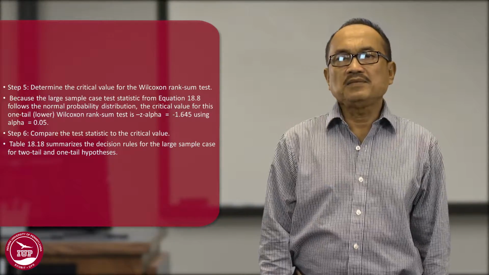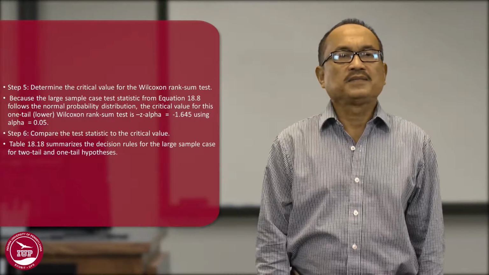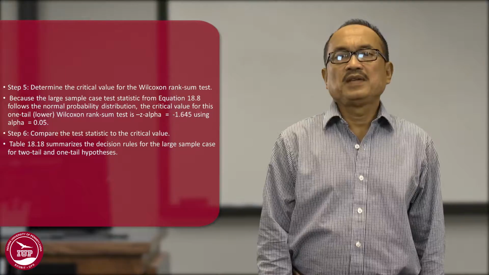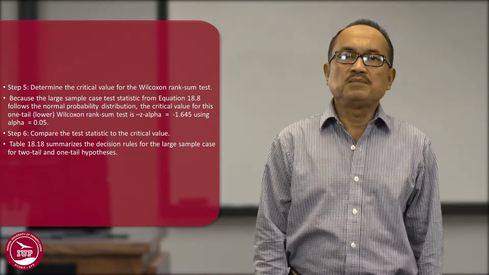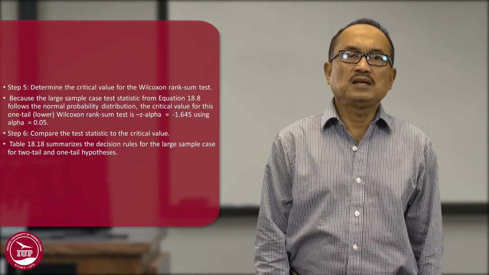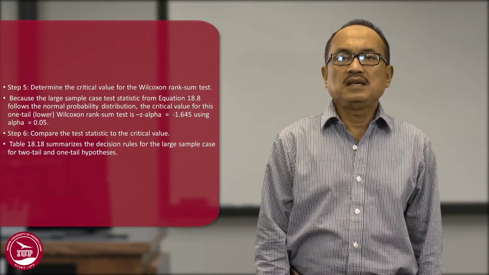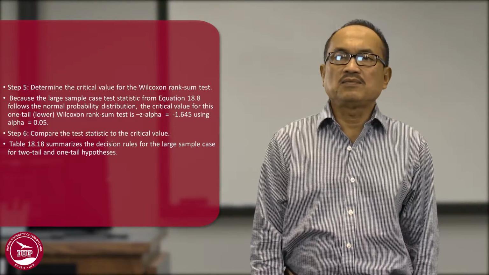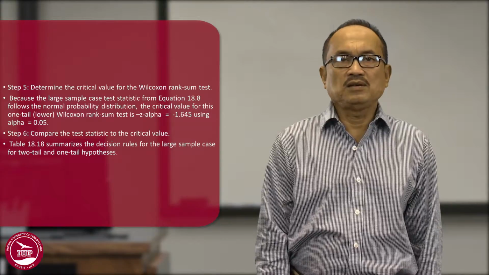Determine the critical values for the Wilcoxon rank sum test. Because the large sample case test statistic from equation 18.8 follows the normal probability distribution, the critical value for this one-tail or lower Wilcoxon rank sum test is Z alpha equal to minus 1.645, using alpha equal to 0.05.